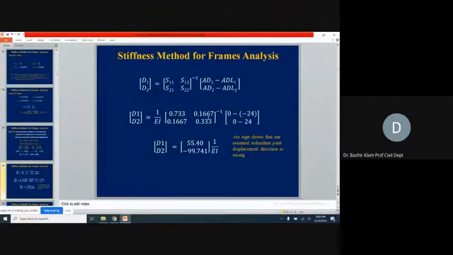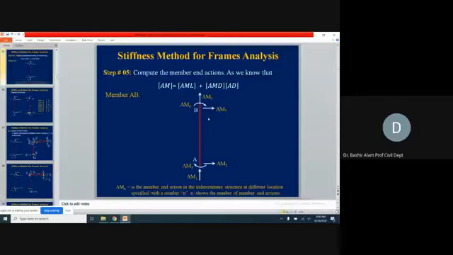Now we can go to step number 5 and find out the member actions. So how are we going to do that? We go member by member. We select this member AB, which is the vertical member, and we designate our AM's, the member actions. What is my assumption? I assume upward, rightward, and clockwise as my positive directions. Upward, rightward, and clockwise are my positive values.